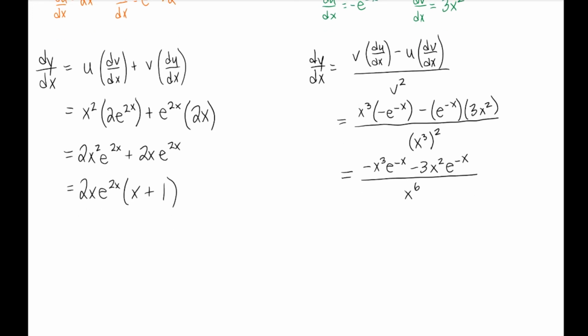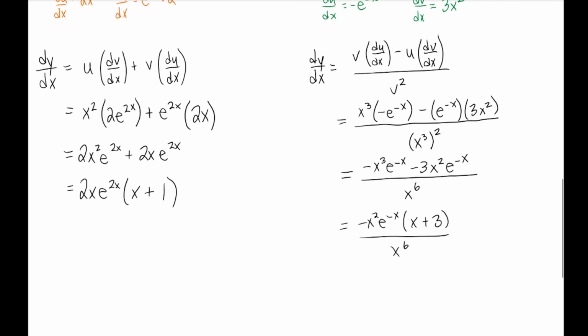Now, if I look at what can factor on top and bottom, it appears I could factor out a negative x squared e to the negative x from both terms. That's going to leave me with an x here. And from that second term, it's going to leave me with a 3. This is all over x to the 6.